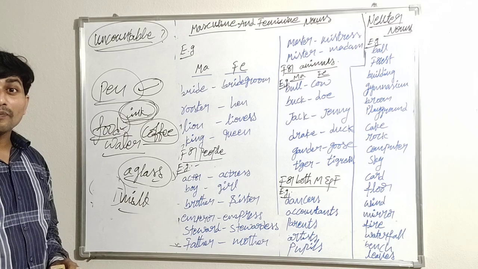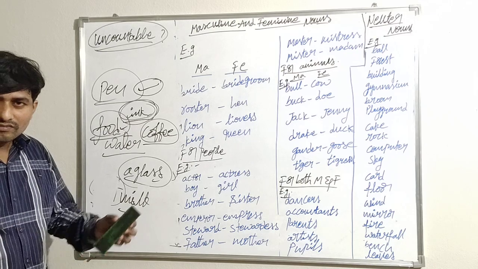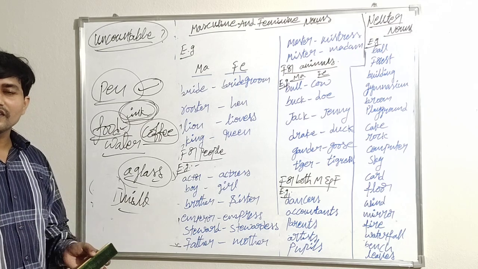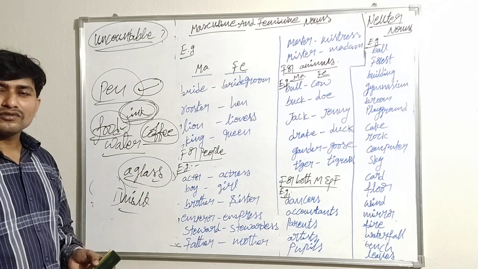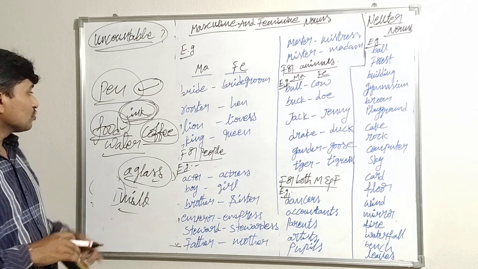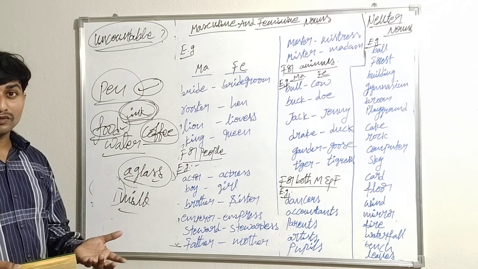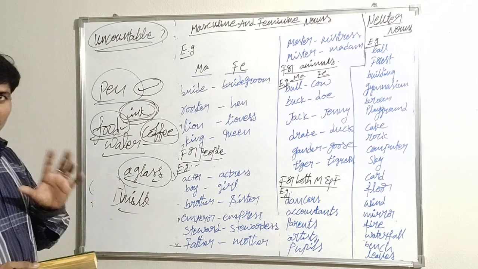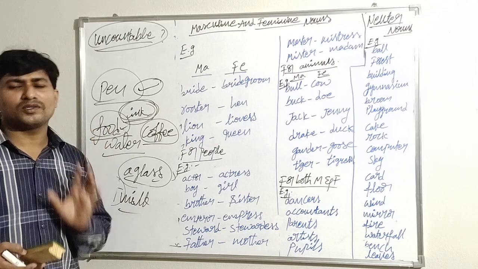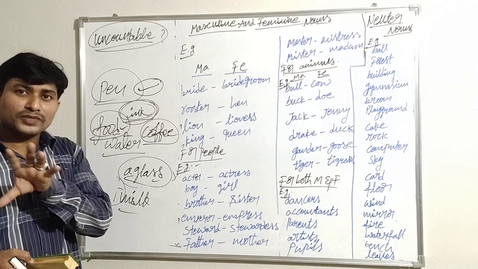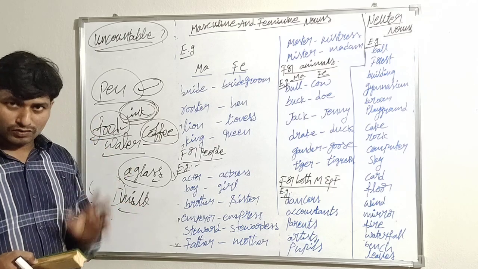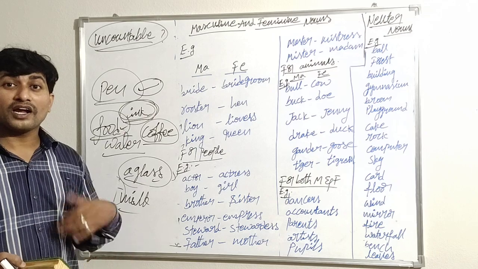But see, I want a plate of meal. Here it is again countable. Do you understand? But food, we can't count it. We are unable to count it. So have you understood what I said now? So mostly all the material nouns are known as uncountable nouns, because we are unable to count.